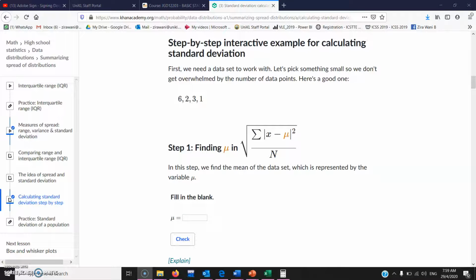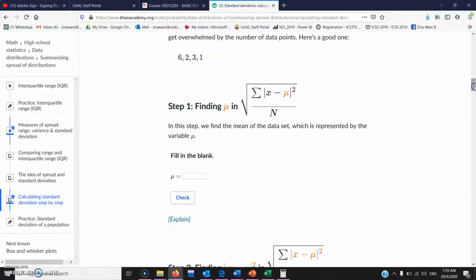Let's do this practice together, now that we already know step by step. First, we have to find the mean. Let's say this is the data: 6, 3, 2, 3, 1. Step number 1 is to find the mean. When you calculate the mean, suppose you get 12 divided by 4, then you will get 3. You can check this on the Khan Academy website.